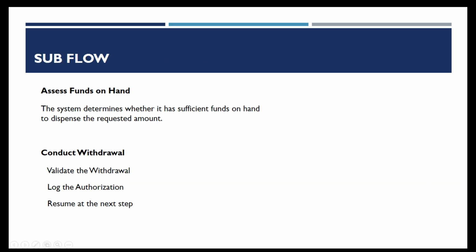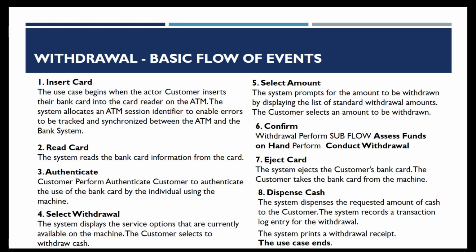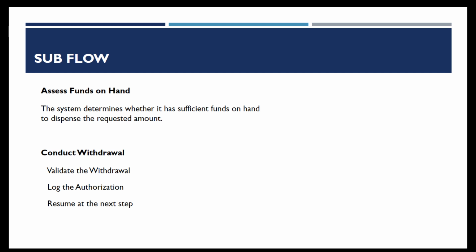Next, we have a subflow of assess funds on hand, which, if you guys remember, was in the flow of confirm. So basically, assess funds on hand. What does it do? Basically the system determines whether it has sufficient funds on hand to dispense the requested amount by a customer. The system checks to see if the total amount requested is greater than the amount on hand. The system checks to see if the requested amount can be dispensed with the denominations on hand.